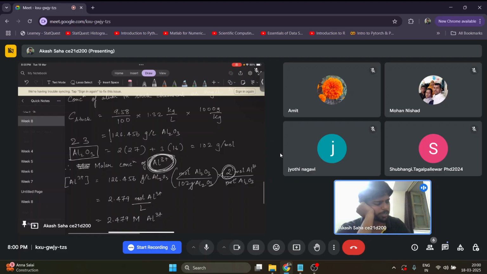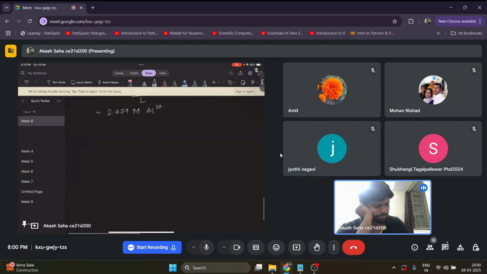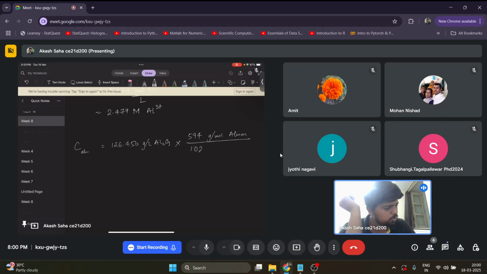So here we got 126.456 gram per liter of Al2O3. If I want the concentration in terms of alum, it will be 126.456 gram per liter of Al2O3 into the weight of alum. So what is the weight of alum? If you solve that for whatever formula was given, it will be 594 gram per mole of alum per 102 gram per mole of Al2O3.